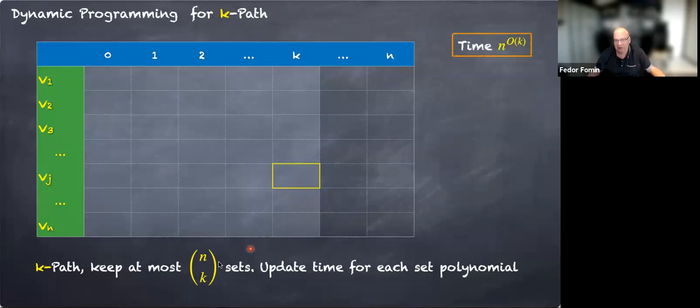Okay, so n choose k, it's roughly an n power k algorithm, but it's not 4 to the k, right? It's not 100 to the k. It's something much larger.